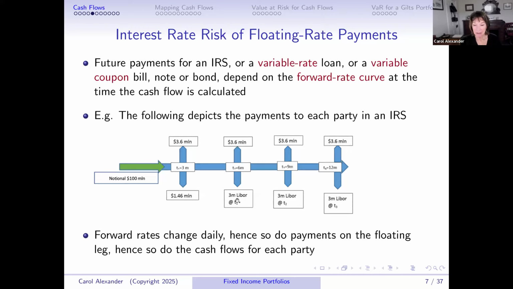The tenor is 3 months, but the term, or maturity, is 6 months, 9 months, 12 months here. And this forward rate curve is going to change daily. So when these payments on the floating leg change, there's only a net exchange of cash flows, right? Depending on which is larger, one party pays the other. And so as long as the forward rates change, the cash flows for each party are going to change.